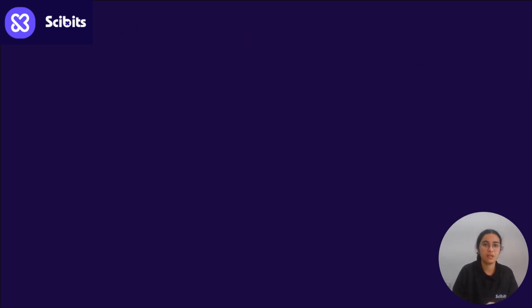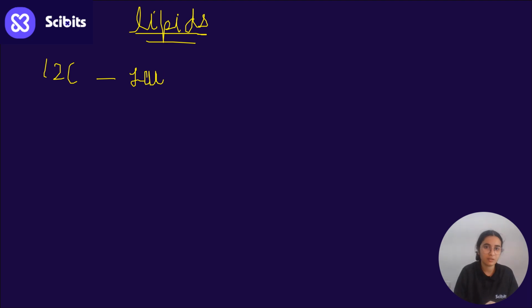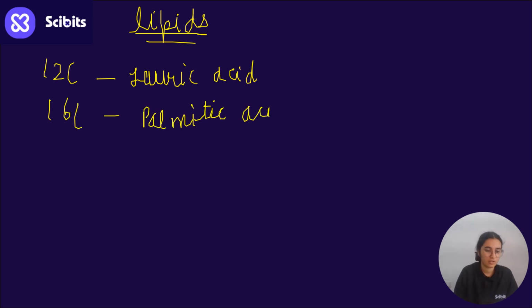Now let's quickly talk about lipids. So there are many lipids. Let's say 12 carbon is lauric acid, myristic acid is 14 carbon units, 16 carbon units is palmitic acid. So basically there are two kinds of fatty acids: saturated fatty acids and unsaturated fatty acids.